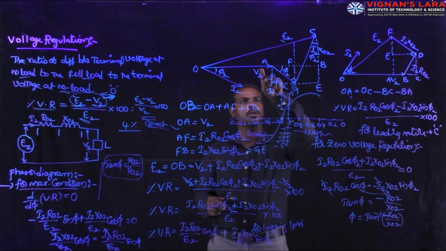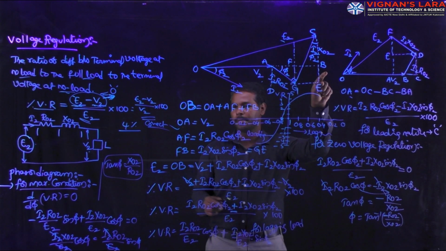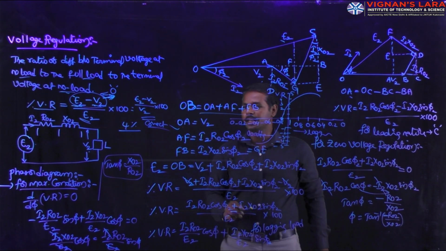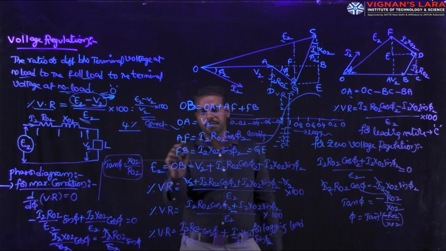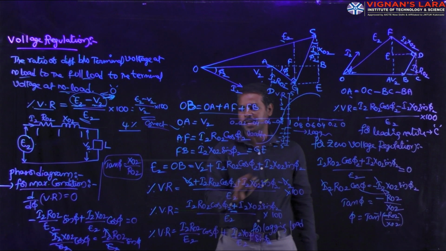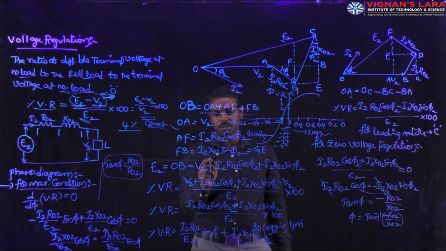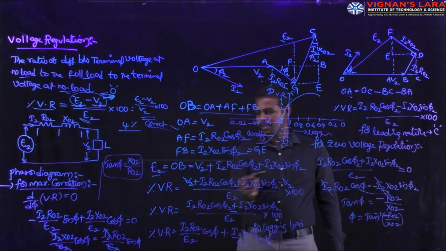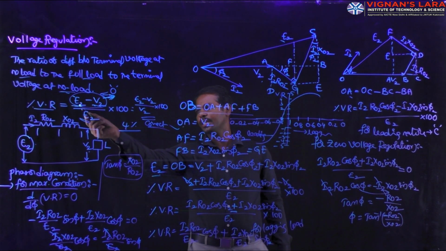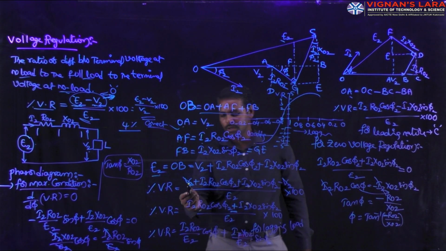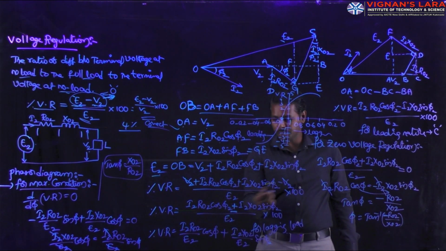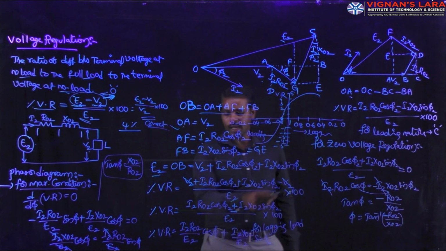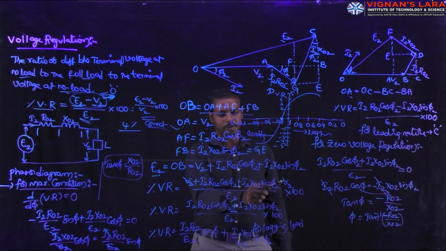OB is equal to OA plus AF plus FB. These are the three terms. OA is equal to V2, AF is equal to I2 R02 cos phi 2, and FB is equal to I2 X02 sin phi 2. So E2 is equal to the summation of these three values. Percentage of voltage regulation is E2 minus V2 by E2 into 100. Then E2 minus V2 gets cancelled.